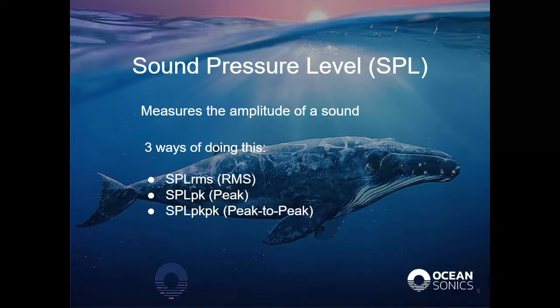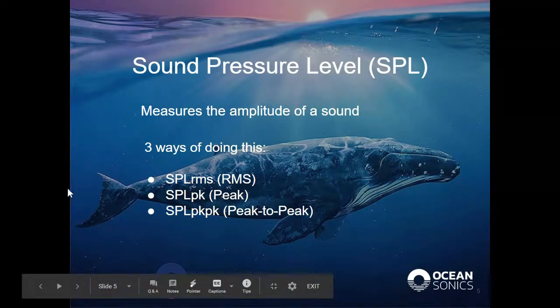The metric developed to capture the loudness of a sound is called sound pressure level, abbreviated SPL. What it measures is an amplitude of the sound. And there are actually different ways of doing this. There are at least 3 types of SPL, and they're all fairly different. So we'll talk about each of these. There's RMS, there's peak, and there's peak to peak.